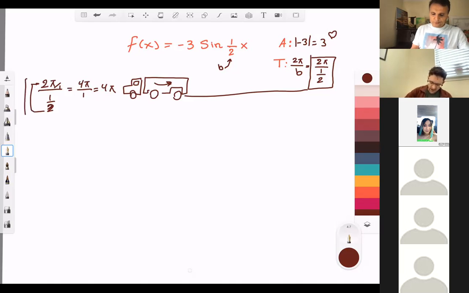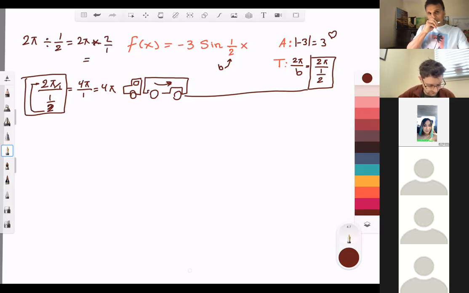I don't want you guys to lose points for this little algebra, but you can say 2 pi divided by 1/2. This is the same as 2 pi multiplied by 2 over 1, correct? We change it to multiplication by flipping the other part. It gives us 4 pi. 2 pi times 2 is 4 pi.